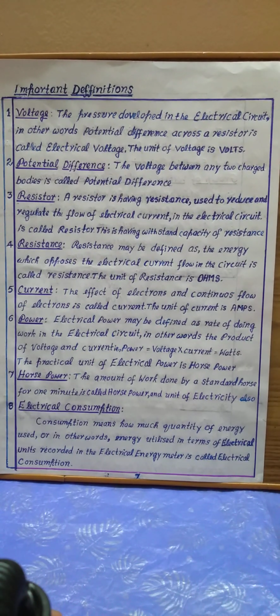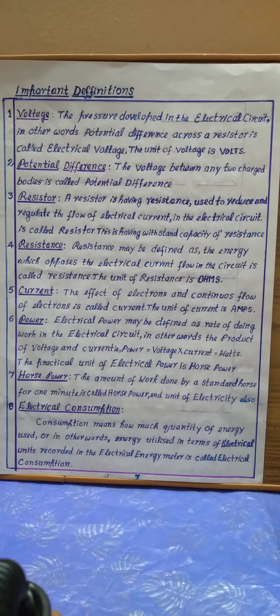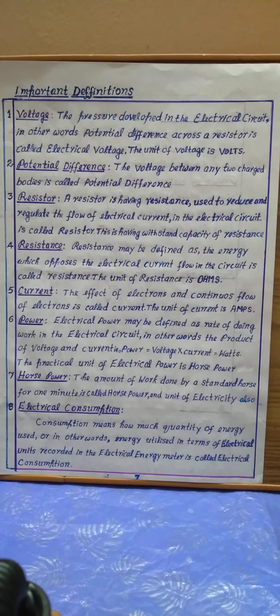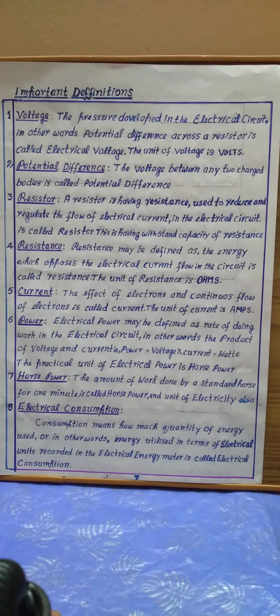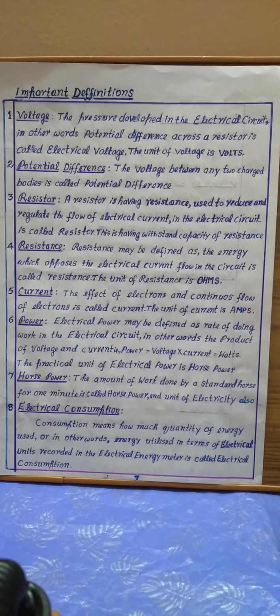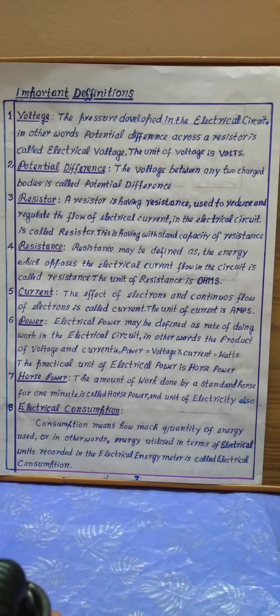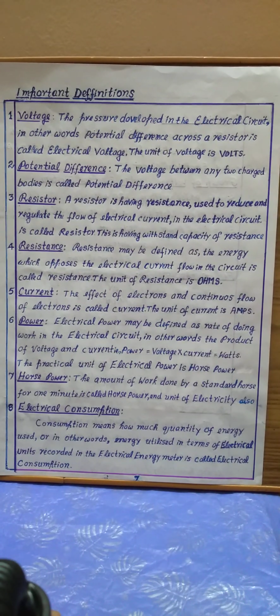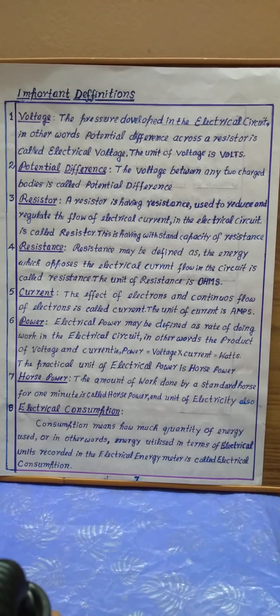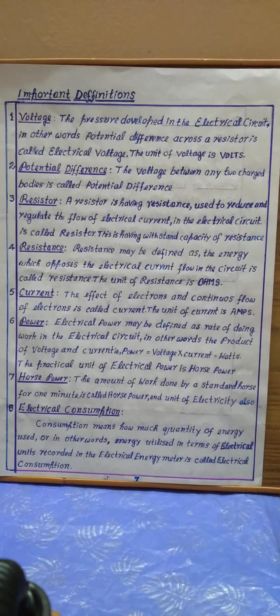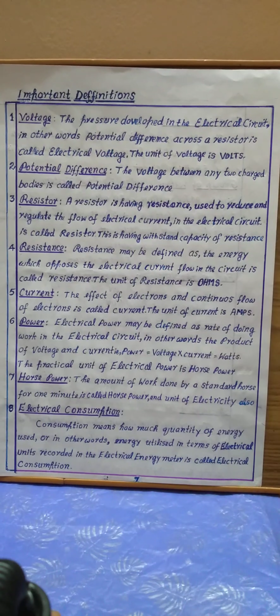Now the continuation of some important definitions I want to explain in a simple method. Number one is voltage. The voltage is the pressure developed in the electrical circuit, or in other words, potential difference across the resistor is called electrical voltage. The unit of voltage is volts.